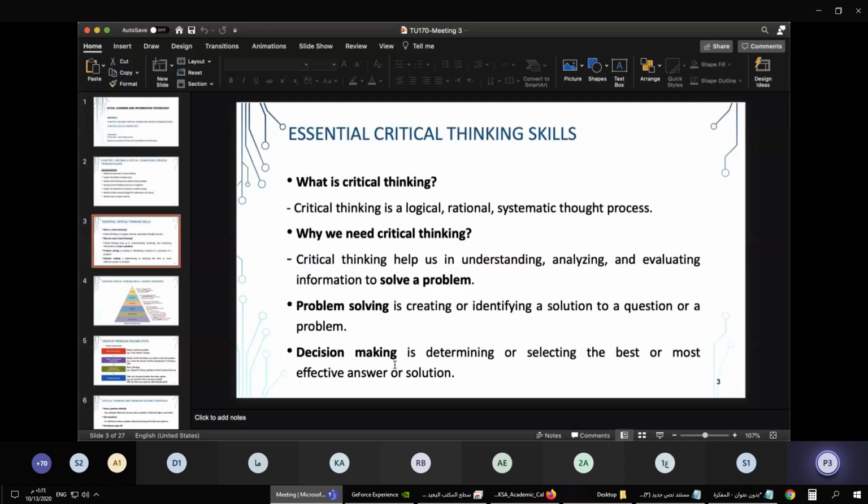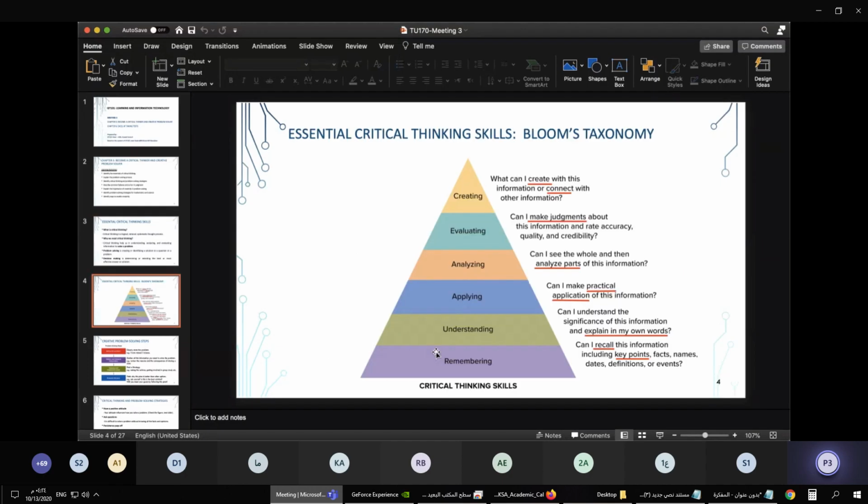Problem solving is creating or identifying a solution to a question or a problem. Decision making is determining or selecting the best or most effective answer. As you can see, it is all about finding the best solution, but in a critical thinking way.